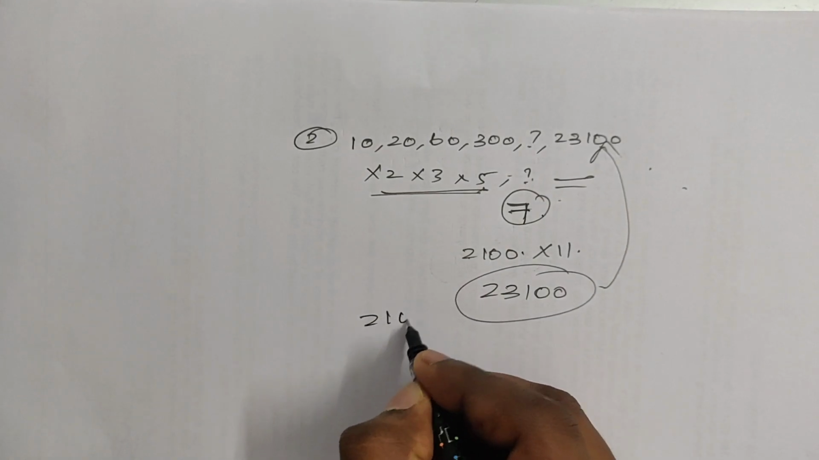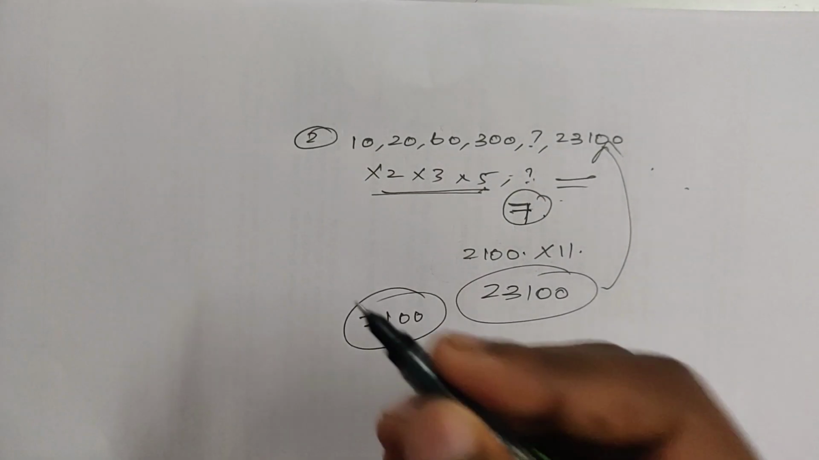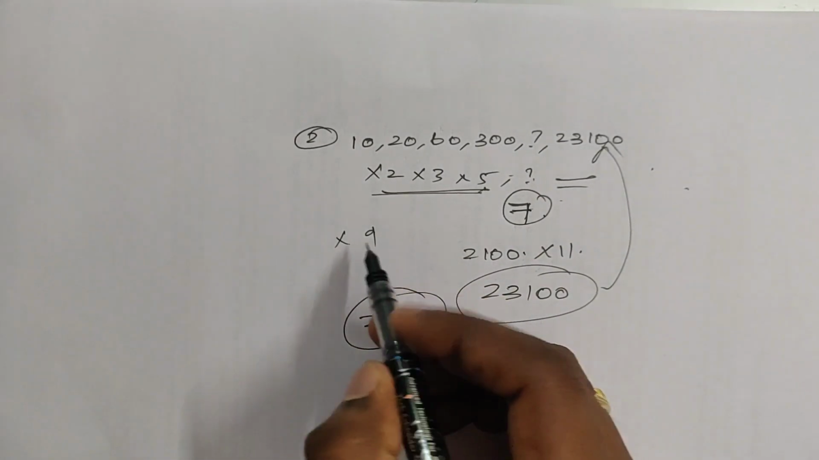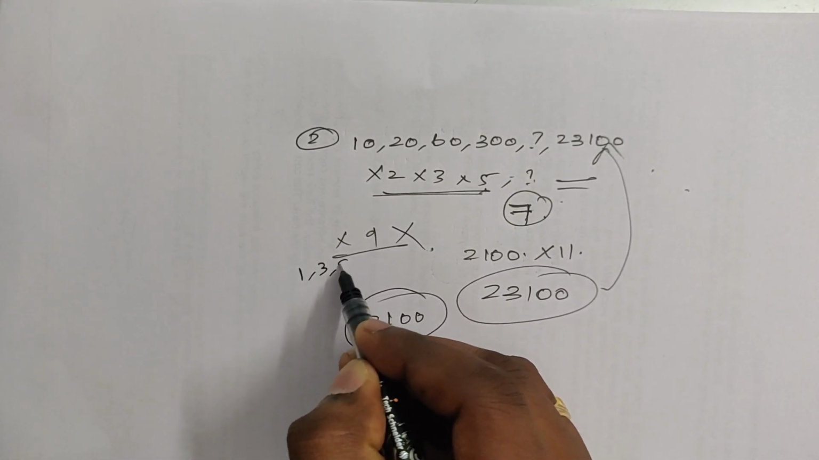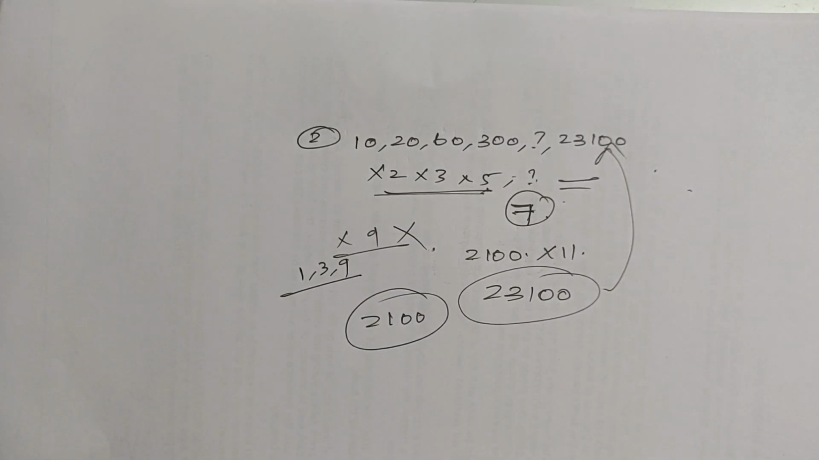So 7 is the factor over here, and the answer for this question is 2100. You might be tempted to go with 9 as a prime number, but 9 is not a prime number because you can see there are 3 factors here. So obviously 9 is not a prime number. So the answer for this question is 2100.